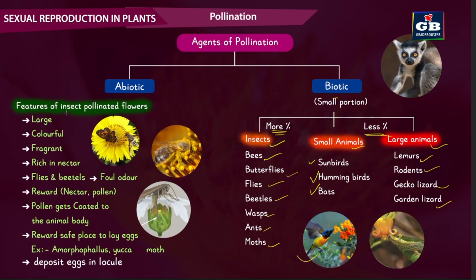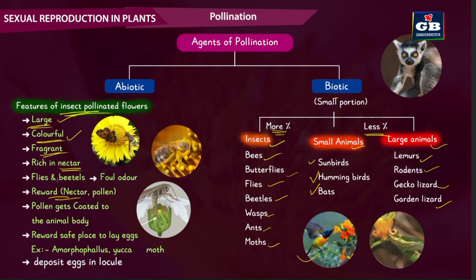The features of insect pollinated flowers: they are large in size, colorful, and fragrant. They have bright colors and good smell. By that, most of the insects are attracted because of the color, the smell and the size. And they are rich in nectar. Nectar and pollen are the two rewards for the insects and animals. So they come to the flowers for this nectar.